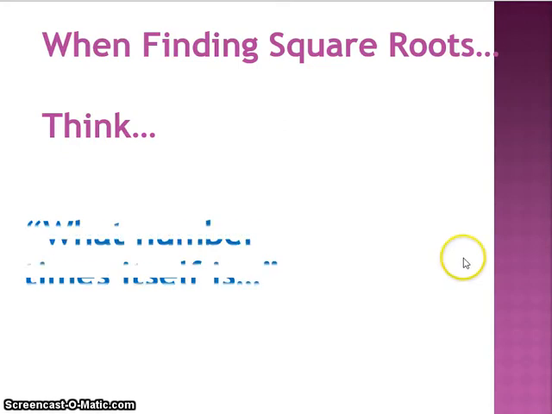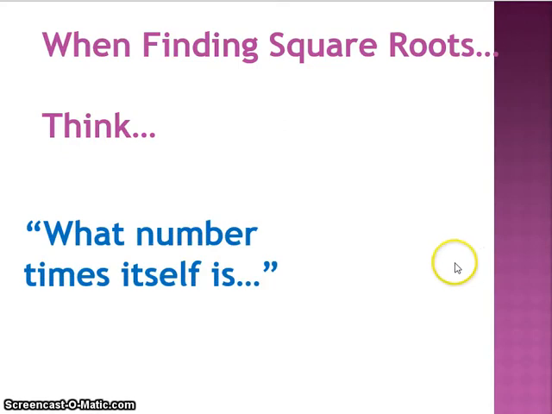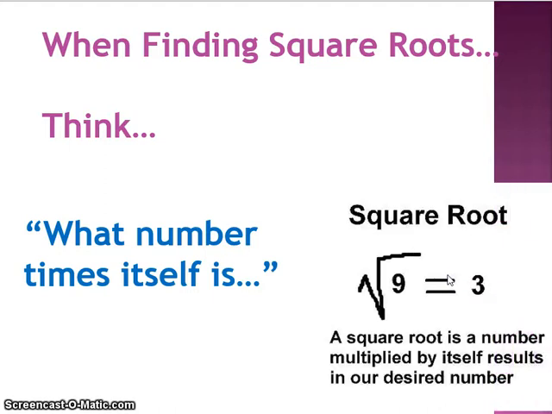When finding square roots, you should think, what number times itself is whatever number is inside the radical? In other words, what number times itself is 9? 3. 3 times itself is 9, and you can restate it backwards to make sure it makes sense.